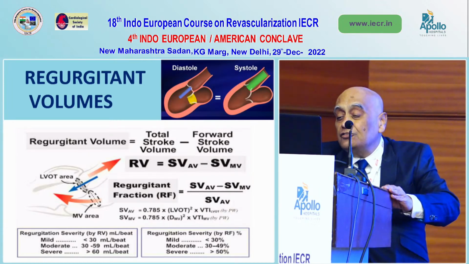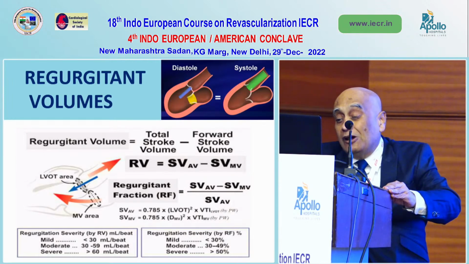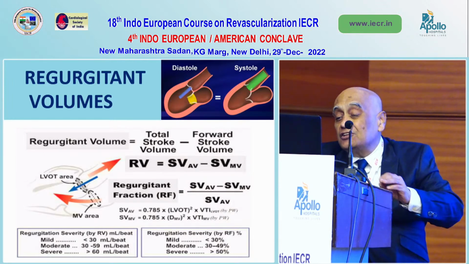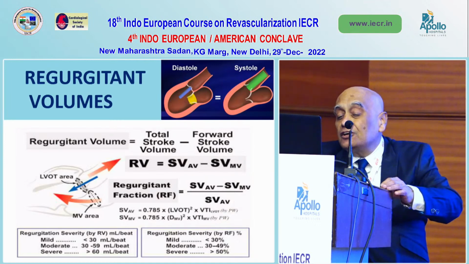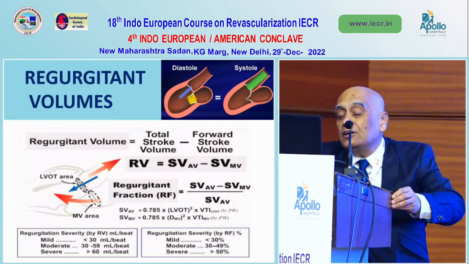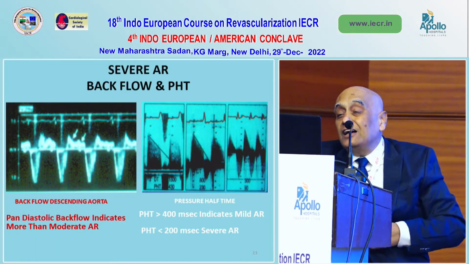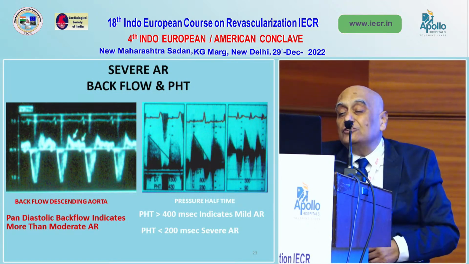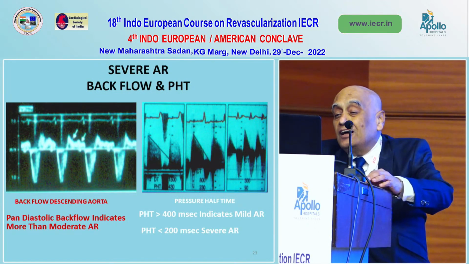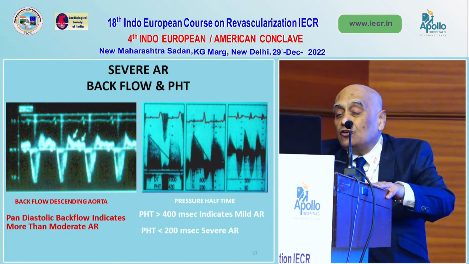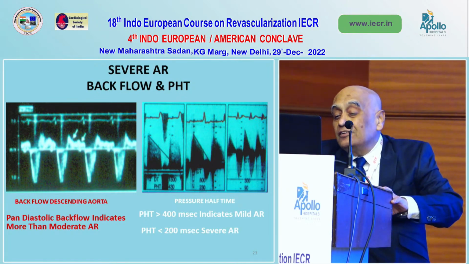A regurgitant fraction of more than 50% is considered severe. A regurgitant volume of more than 60 ml is considered severe. And then you can take the backflow in the suprasternal notch, and if you get pan-diastolic backflow, that indicates severe AR. You can also use the pressure half time.